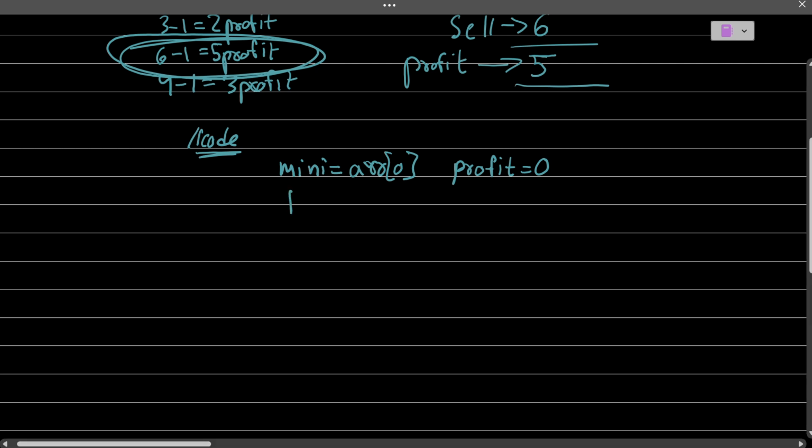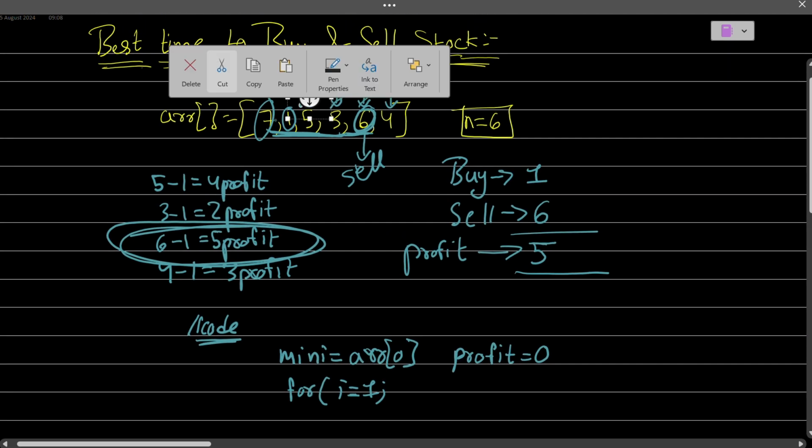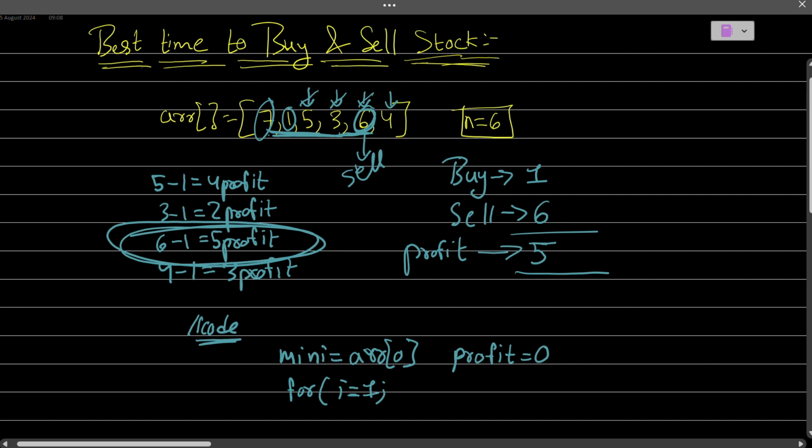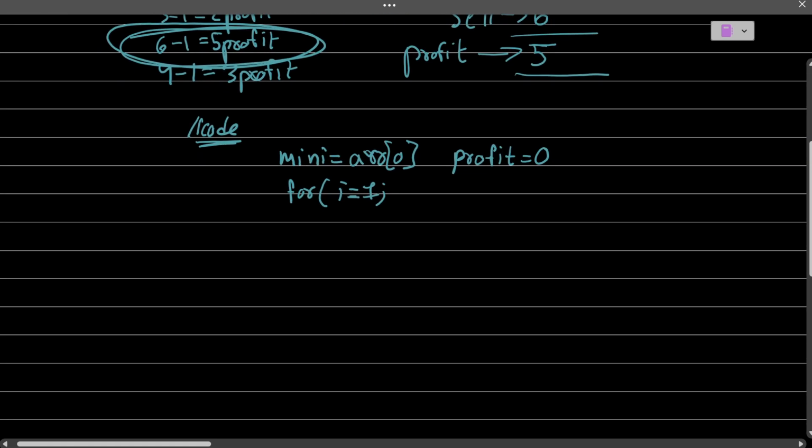Then I say I'll take a loop. I'll start the iteration from 1, because if I take this, I don't get any minimals, right? If I take 7, for that I'm going to start from 1. Then I go while i is less than n, and I will increment.